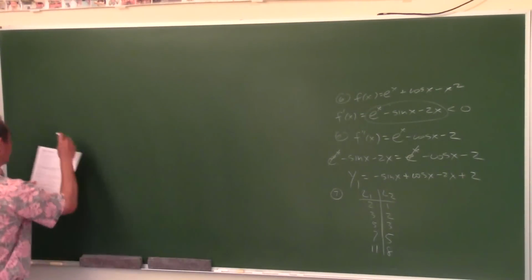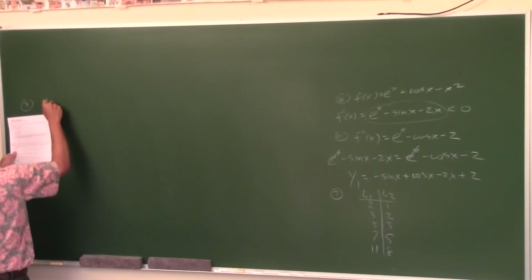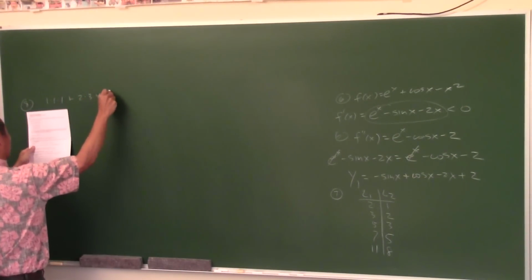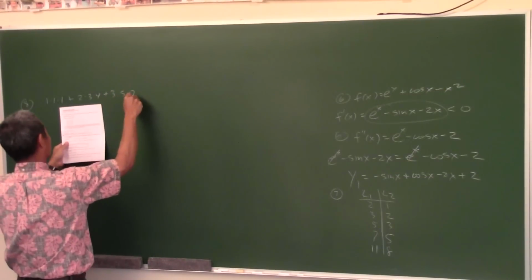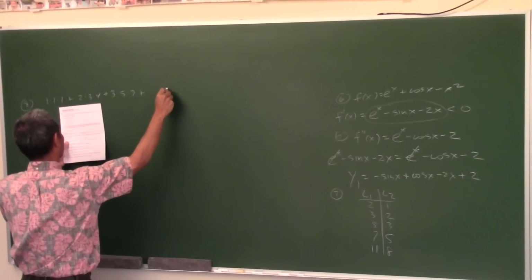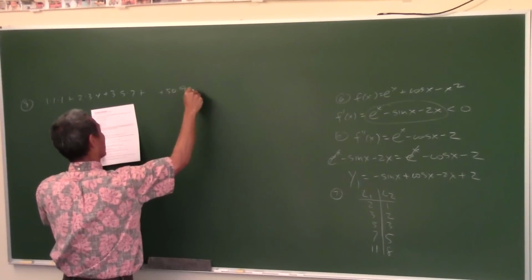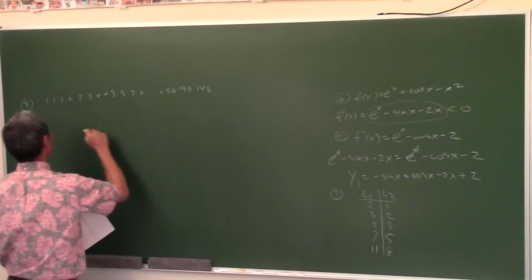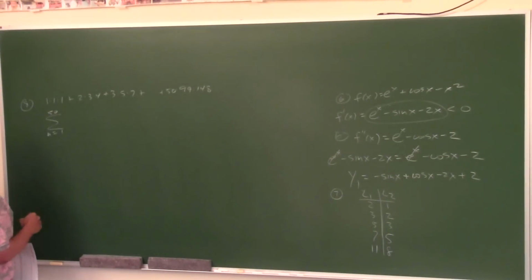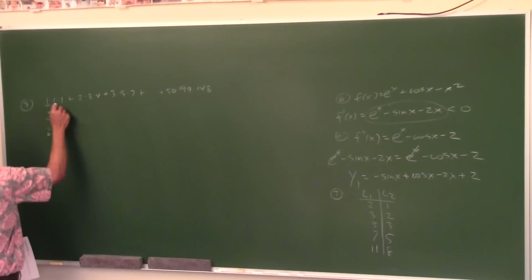Okay, number 8. 1 times 1 times 1 plus 2 times 3 times 4 plus 3 times, we did this, plus dot dot dot, all the way until 50 times 99 times 148. So first you got to write this in sigma notation, n equals 1 to 50, right? There's 50 terms. Now how do you generate the numbers 1, 2, 3?